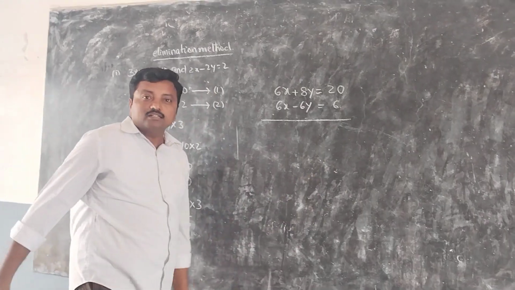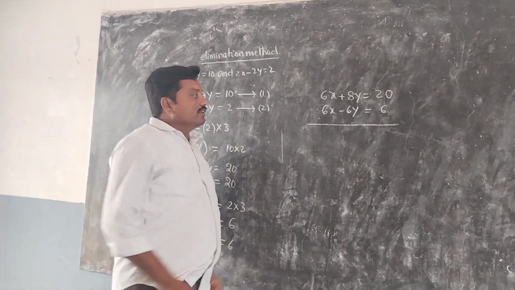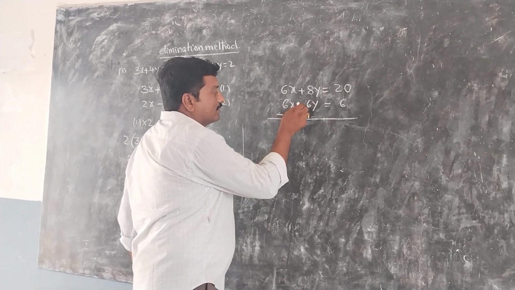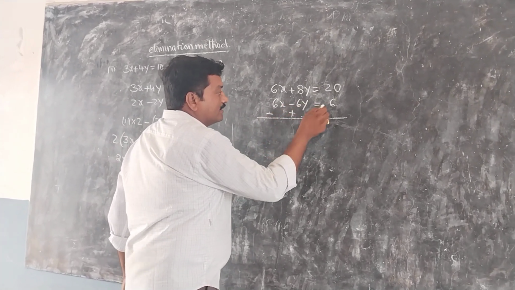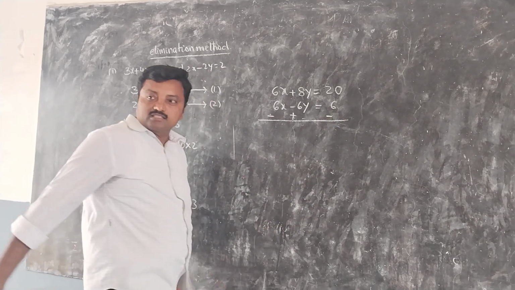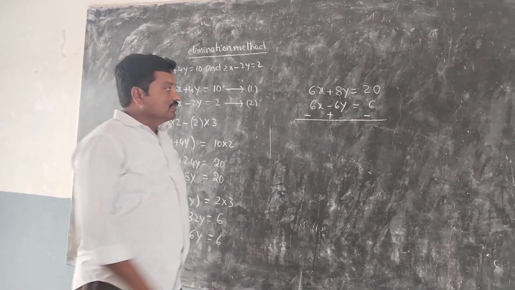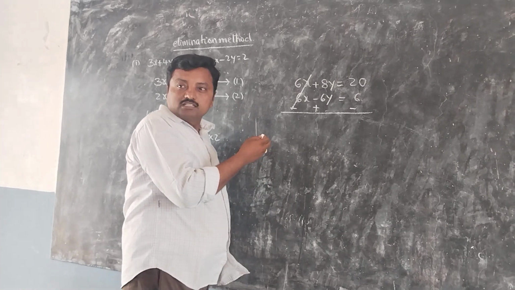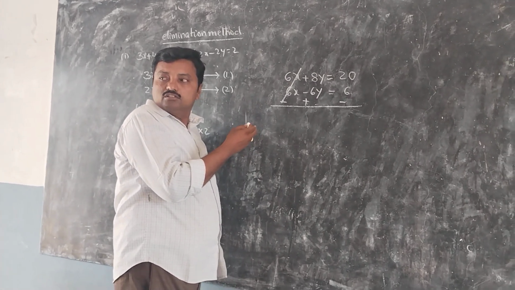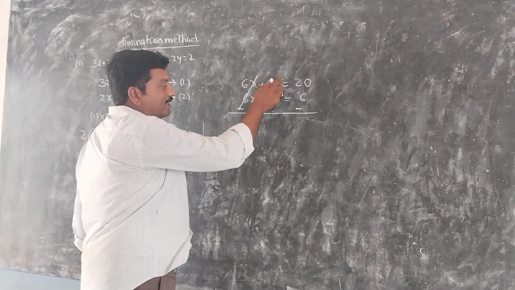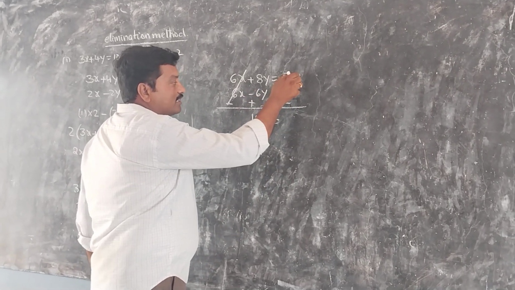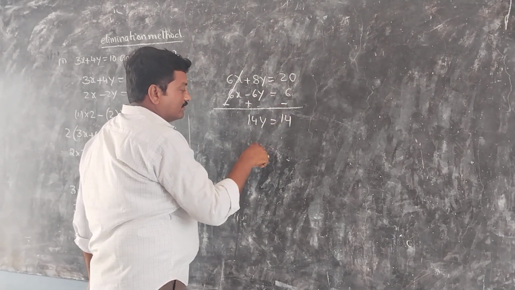So both are subtractions. Here it is plus 6x, so it is minus. Here it is minus, so plus. The symbols are changed. So plus 6x minus 6x cancel. Plus 6x minus 6x is equal to 0. 8y plus 6y is 14y. So 20 minus 6 is 14.